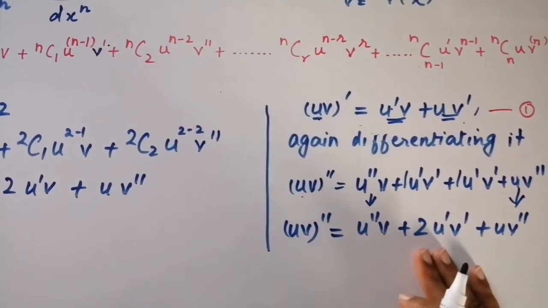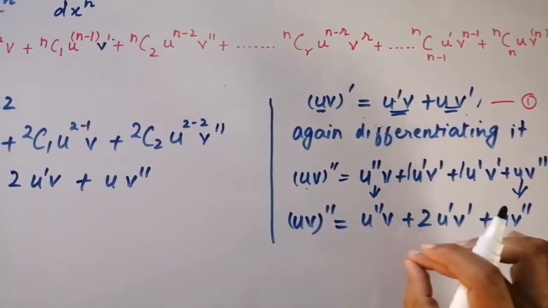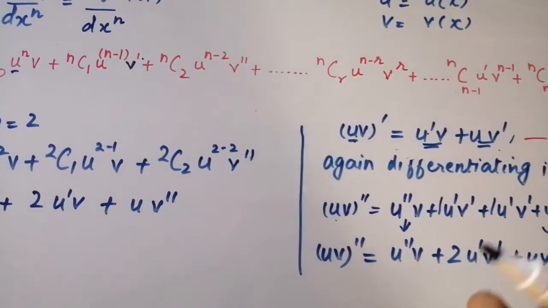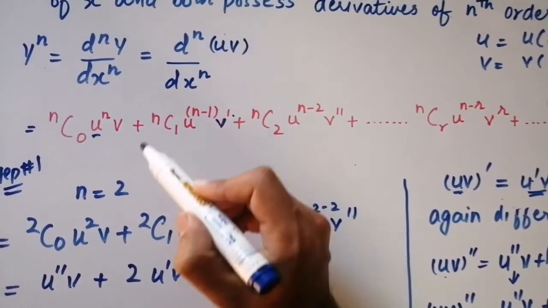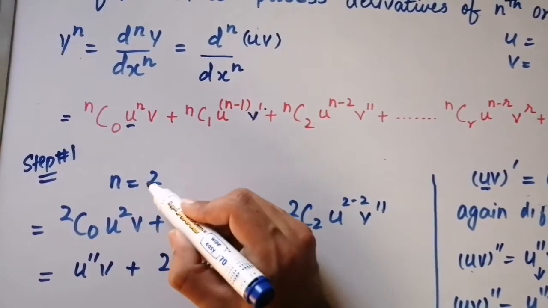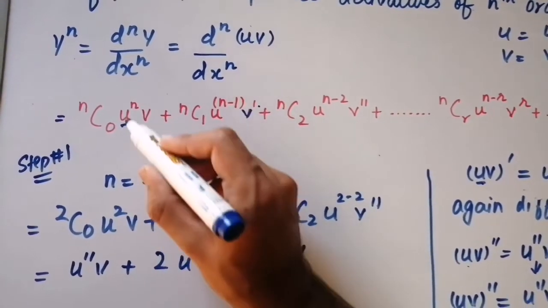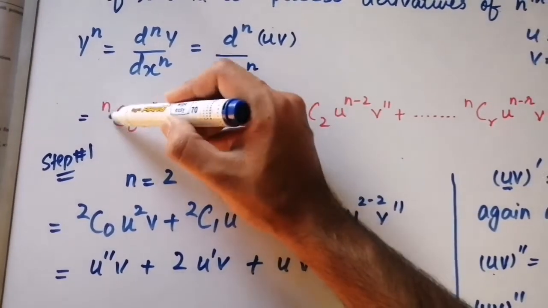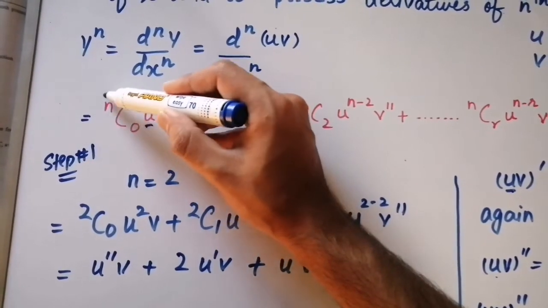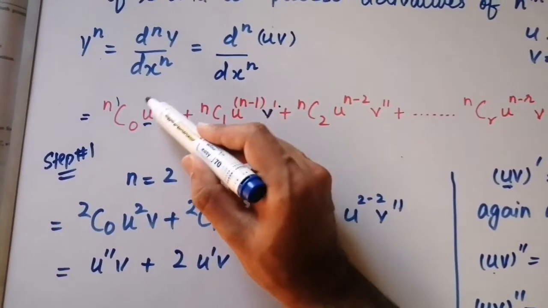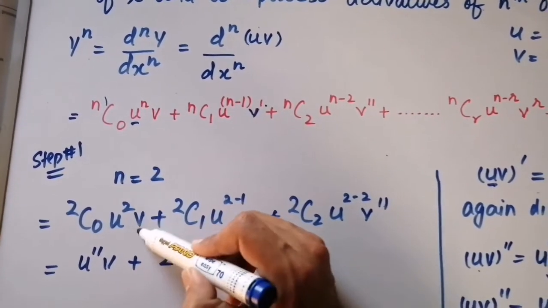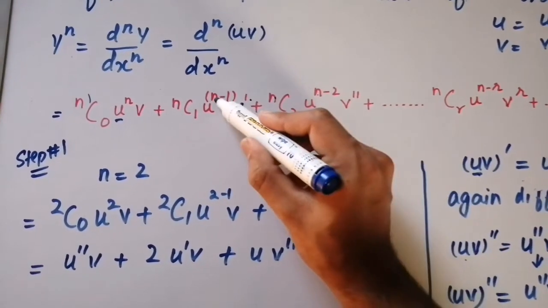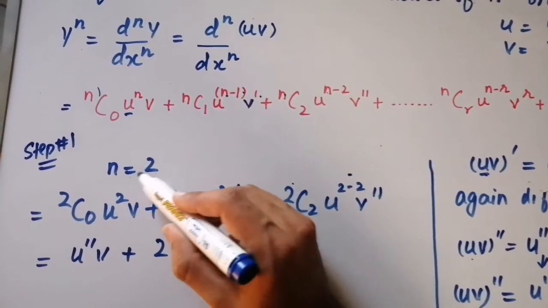Now we will check whether this equation is exactly the same as the answer that we will get after applying n equal to 2 in the Leibniz theorem. When we substitute n equal to 2 in the Leibniz theorem, the equation will become, from here we'll start, we substitute 2 here, so 2c0, again we replace this n by 2, u2 v, and so on. We get n minus 2 as 2 minus 2, and n minus 1 will become 2 minus 1. We just substituted n equal to 2 here.